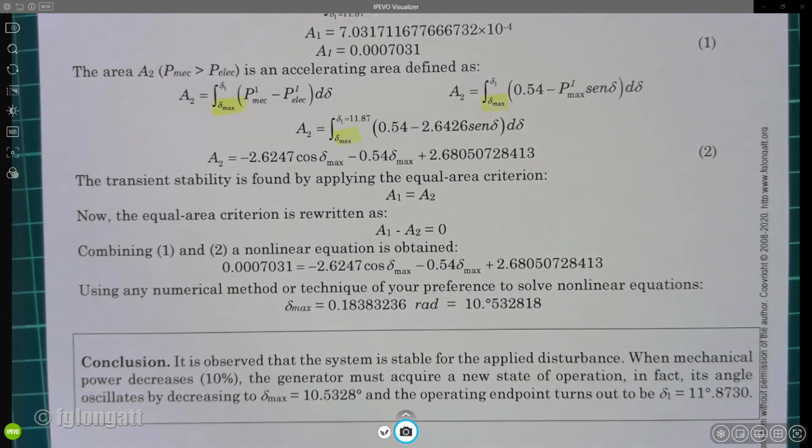What is the conclusion here? There are a couple of conclusions. First, this system is able to survive. This system is able to absorb this disturbance. The system will be stable in terms of transient angle stability. The synchronous generator will survive this disturbance, and the machine will stay synchronized to the power system. That is the case of a sudden decrease of 10% of the mechanical input.